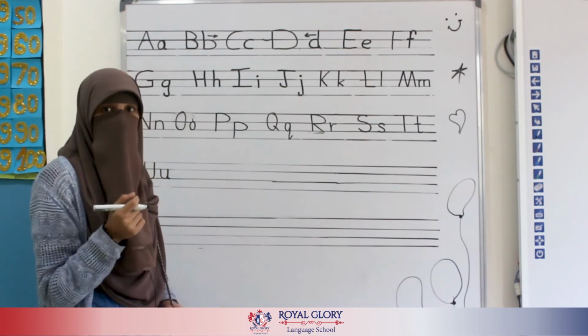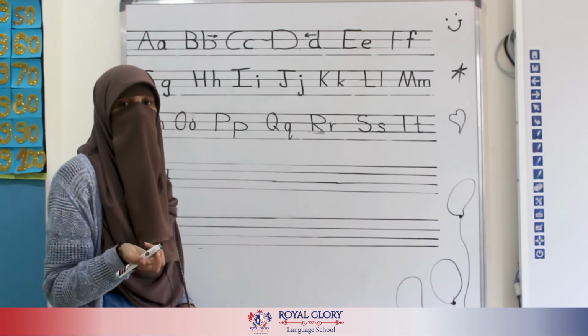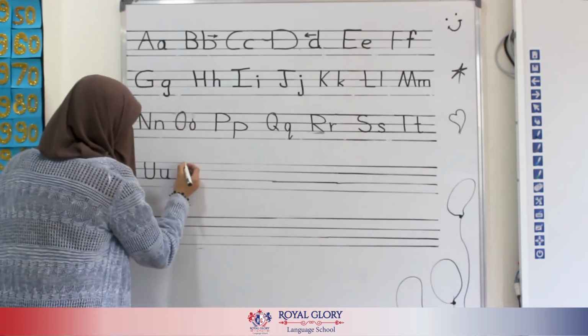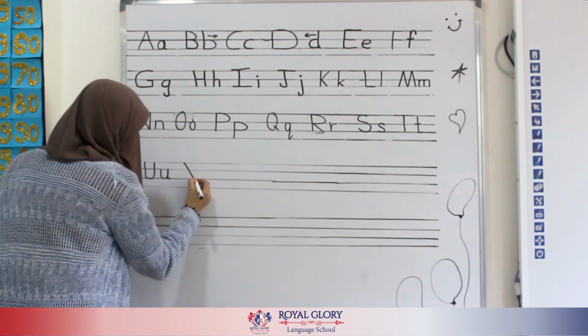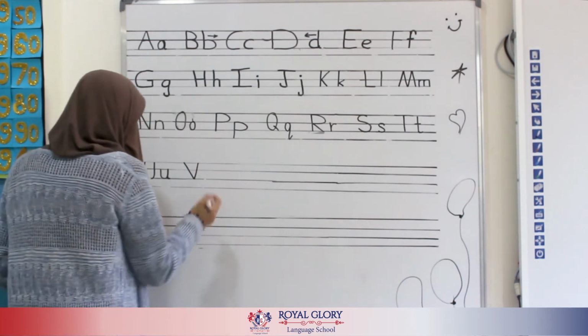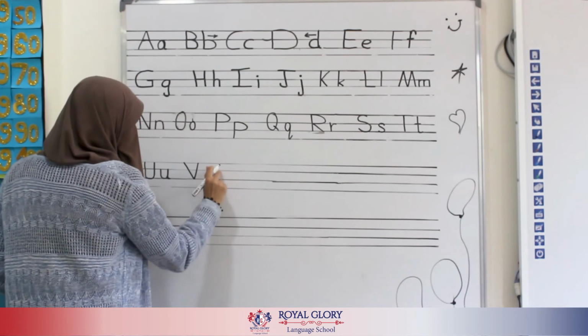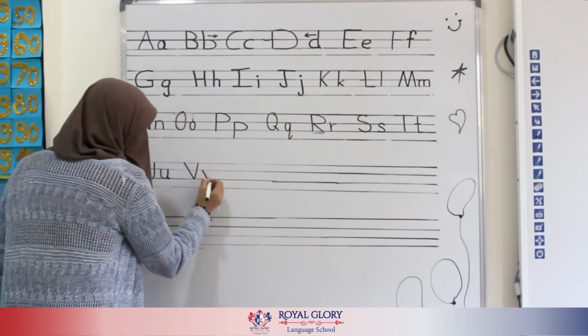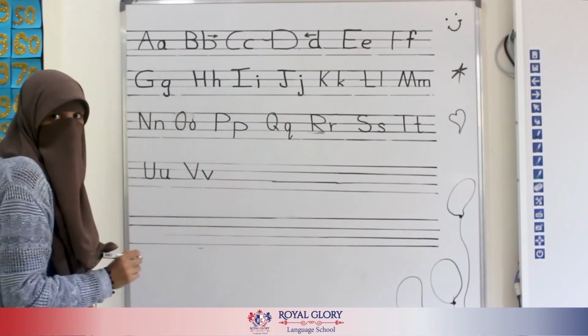Letter V. Its sound is V, like in van. How to write it? Slanting line down and the slanting line up. Simple? Yes. The lowercase between line number 2 and line number 3: slanting line down, slanting line up. Okay.